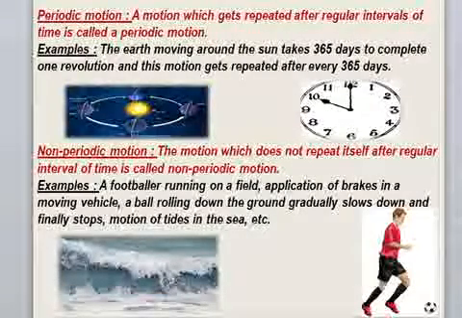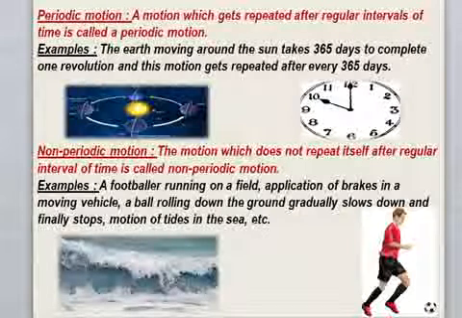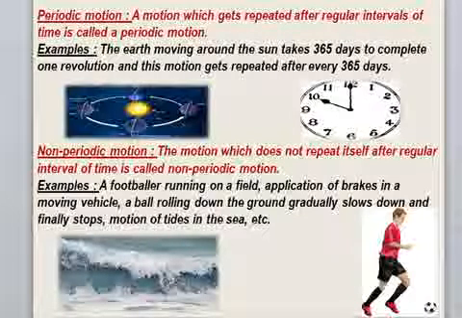Periodic motion: a motion which gets repeated after regular intervals of time is called periodic motion. Example: the earth moving around the sun takes 365 days to complete one revolution, and this motion gets repeated after every 365 days. Next, non-periodic motion. The motion which does not repeat itself after regular intervals of time is called non-periodic motion.